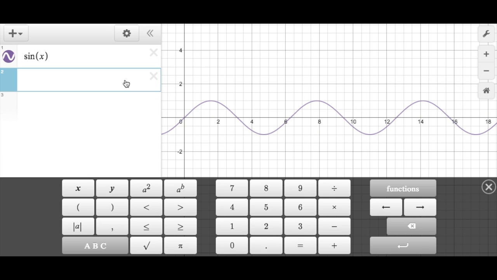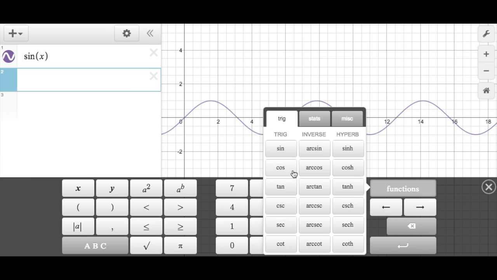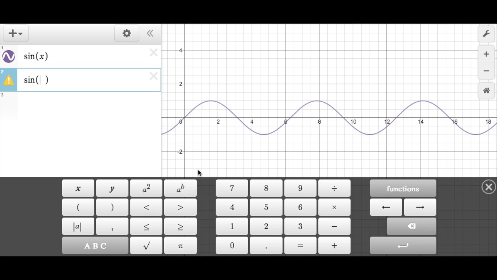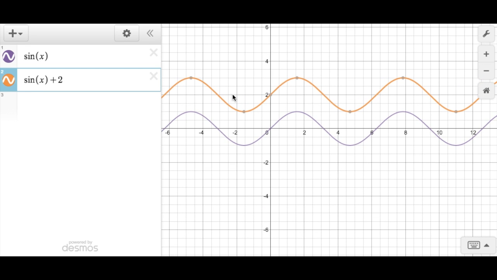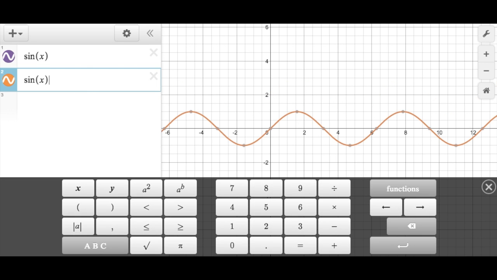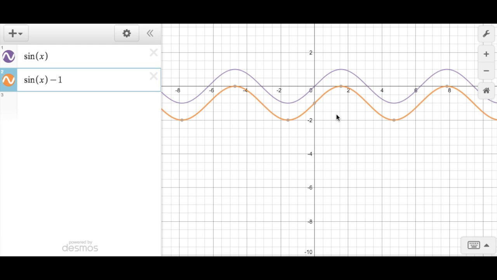Next, what happens as d varies? Say d equals 2, so sine x plus 2. Notice that now our center line is at 2, which is our d. Let's try a negative value. Say negative 1. Now the graph is reflected in the x-axis, where the center line is now negative 1.